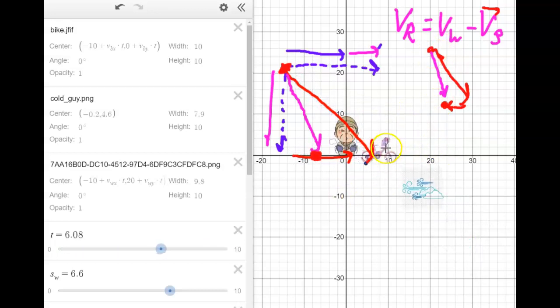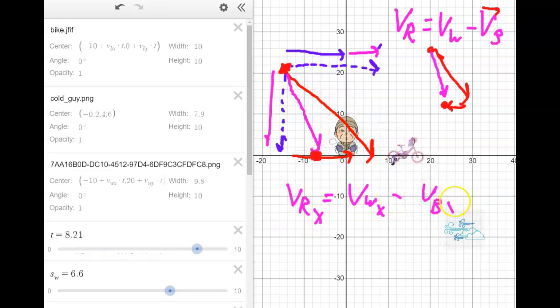How do we do this with math? This gets a little bit messier. We have to break it into components and figure out the parts. So in the horizontal, we can see the V relative. It's going to be the velocity of the wind in the x direction. This always slows me down when I have to erase. So we can do the relative x. It's going to be the velocity of the wind in the x direction minus the velocity of the bike in the x direction.